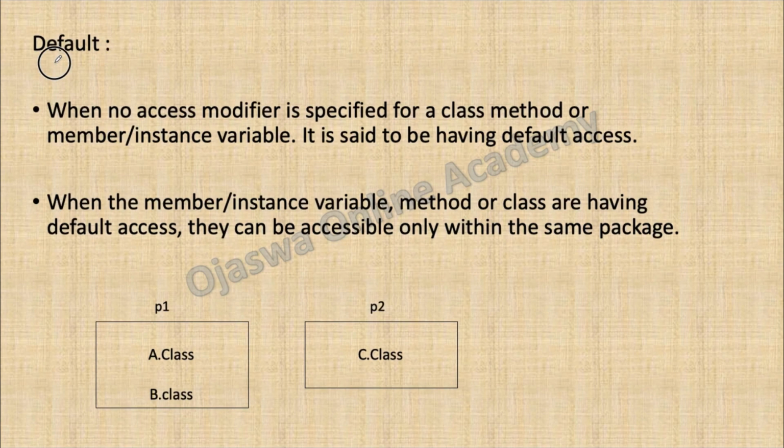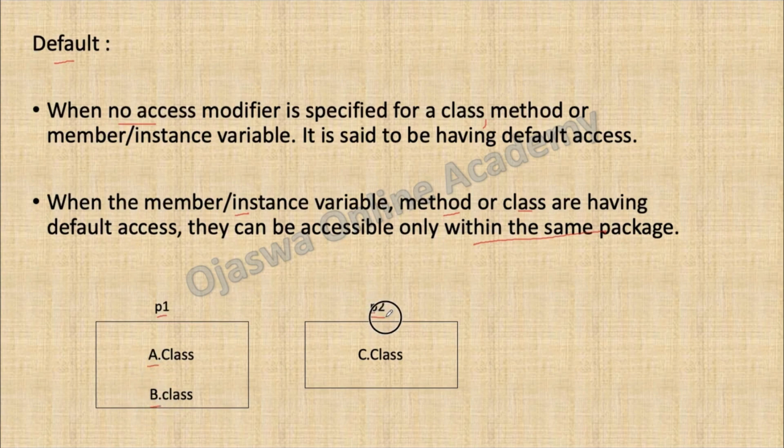Let us understand what is default scope. When no access modifier is specified for a class, method, or instance variable, it is said to be having default access. When the member or instance variables, method, or class are having default access, they can be accessible only within the package. For example, we have package P1, and inside package P1, we have class A and class B.